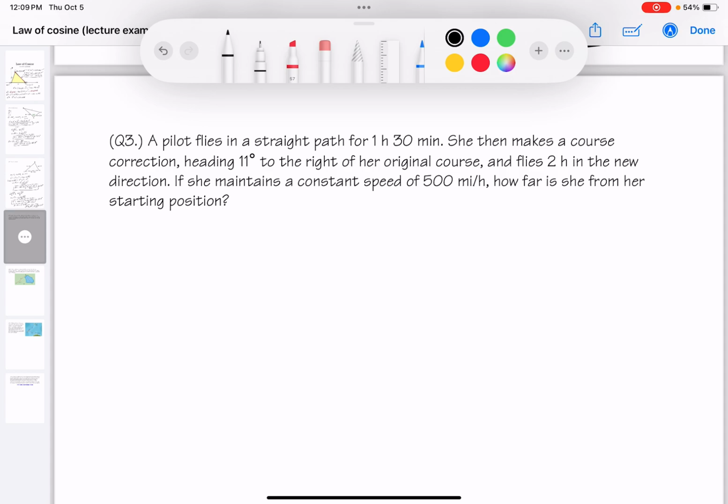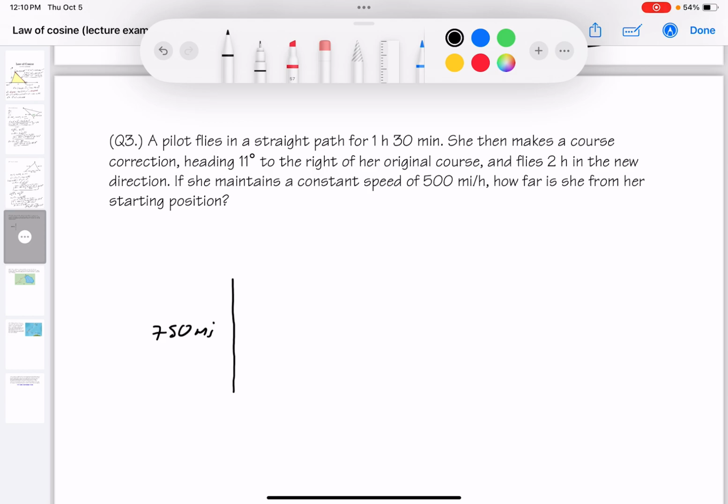So I'm going to try to visualize. And the way I visualize it, it might be a simple visualization, but I'm going to say she's just heading in that direction over there, a straight line. And that's going to be a vertical line. And she does that for 1 hour and 30 minutes at 500 miles per hour. So what would that be? Well, that would be 500 and 250, which is 750 miles. Put this over here. 750 miles.